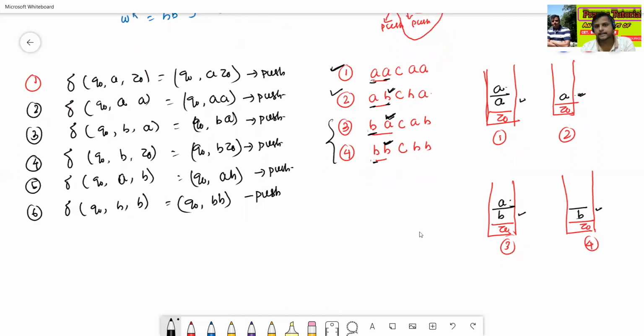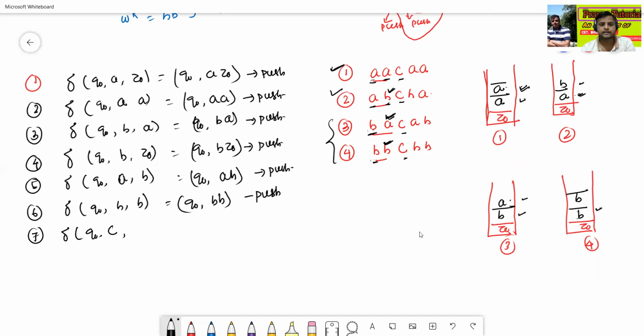Then here C means skip. All C means skip. Now we'll skip. Delta Q0, read C. See the top of the stack, either A or B. Top of the stack either A means here A and here B.